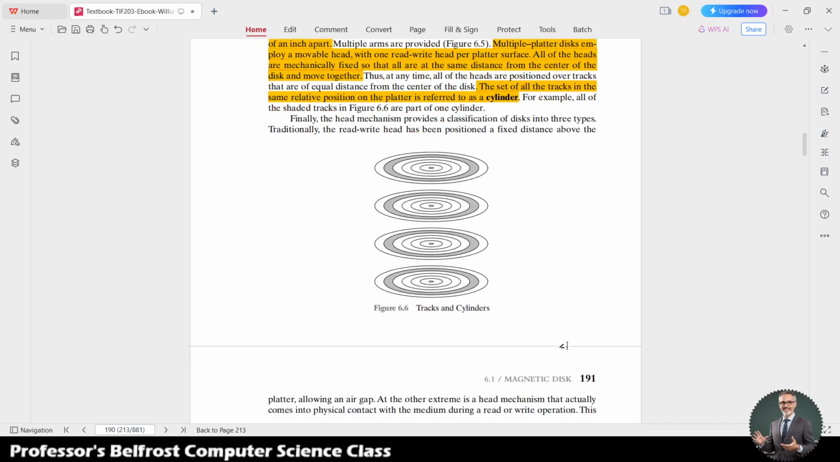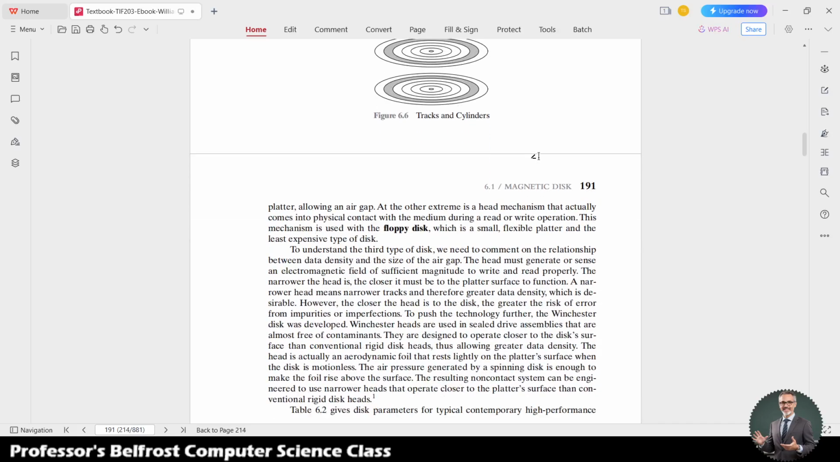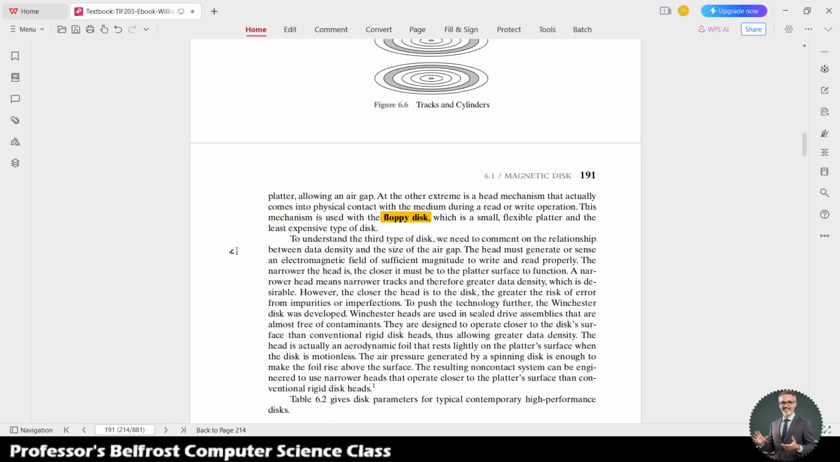Finally, the head mechanism provides a classification of the disk into three types. Traditionally, the read/write head has been positioned at a fixed distance above the platter, allowing an air gap. At the other extreme is a head mechanism that actually comes in physical contact with the medium during a read and write operation. This is used with a floppy disk.